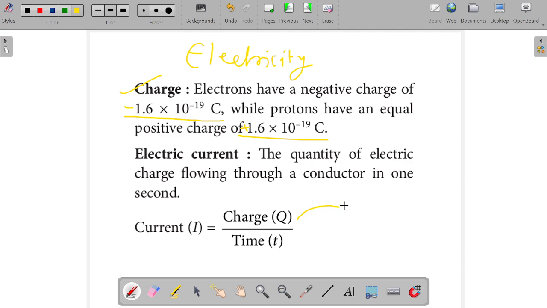Here you can use the quantization formula for charge. So this becomes I equals Q by T equals N E by T. You can use this formula to identify the number of charges. E is the charge on the electron, or the basic charge.